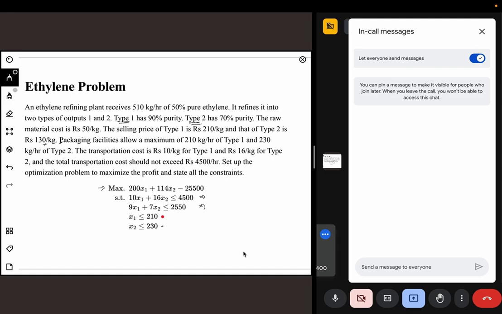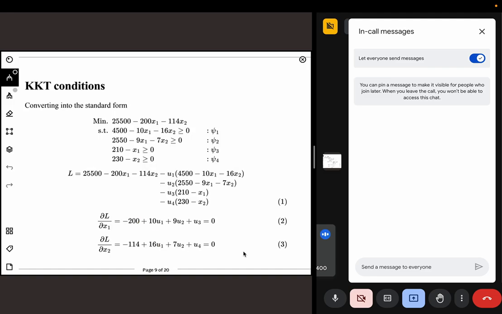These are the packaging constraints. So I cannot have x1 greater than 210 and x2 greater than 230. Now I have the same set of equations. You're trying to maximize the same function, but then I have four inequalities now. I have two variables and four inequalities. So if I write the KKT conditions, then it will get more and more problematic.